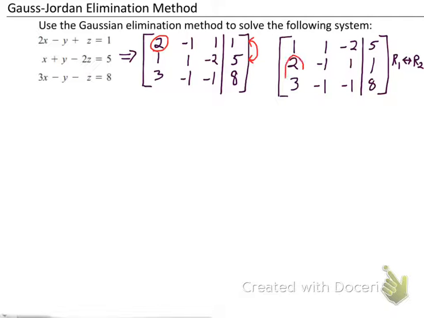I'm focusing on those two, and I'm going to do both of them in one step because it's almost the exact same thing for both of them. So what I'm going to note is I'm just changing those two values, so my first row stays the same. It's still going to be that 1, 1, negative 2, 5. But my other two rows are going to change.